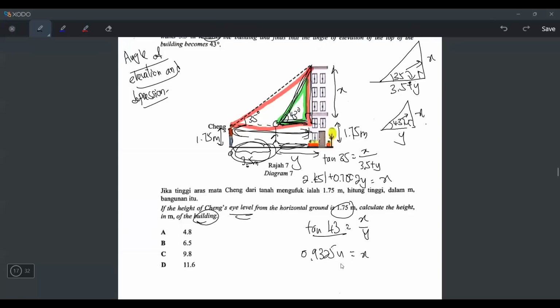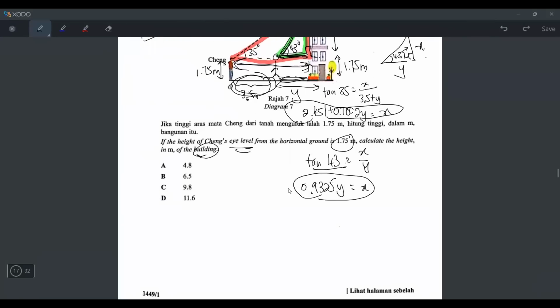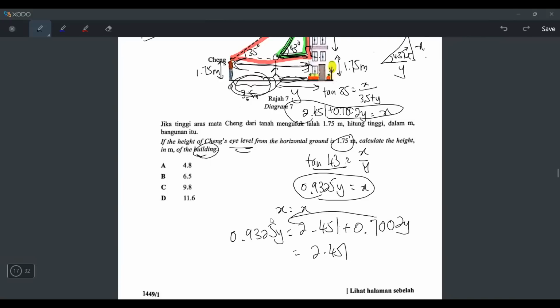So 0.9325y. And since this is x equals, and this is also x equals, I can just write x equals to x and just substitute. So I will just write 0.9325y equals to this x, 2.451 plus 0.7002y. And since I'm trying to find y, I'll move the plus to become minus. So let's press 0.9325 minus 0.7002. So I get 0.2323. And don't forget to write y.